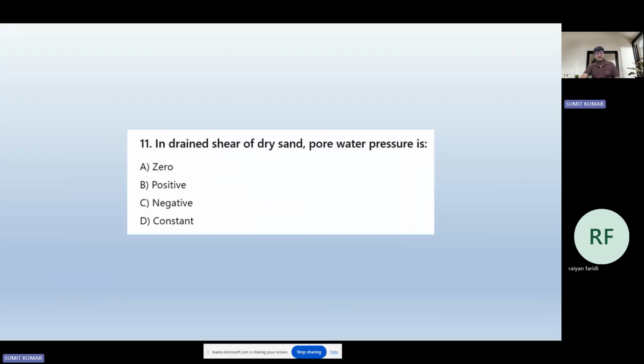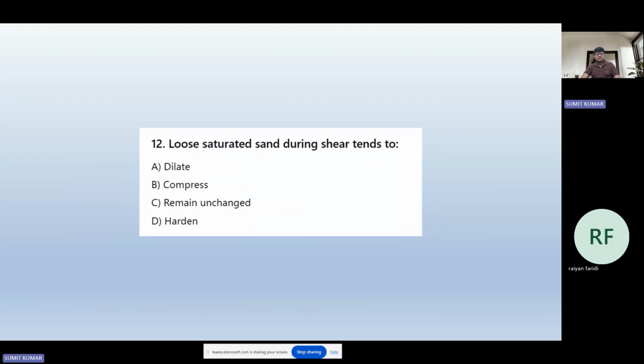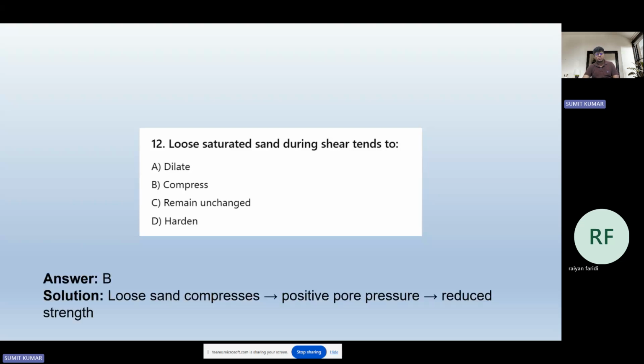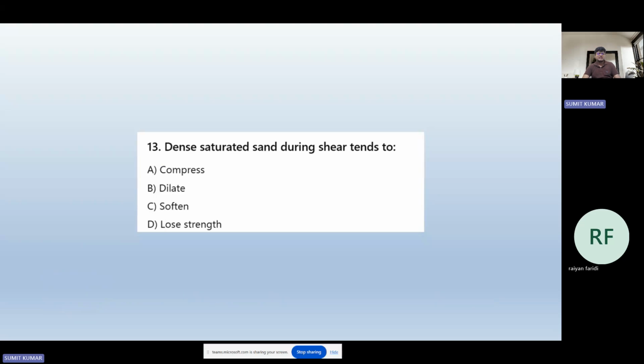So over here, option A is correct: 0, dry sand, no water, no pore pressure. Next question asks whether loose saturated sand during shear tends to dilate, compress, remain unchanged, or harden. So it is compress: loose sand compresses, positive pore pressure develops, and strength is reduced.